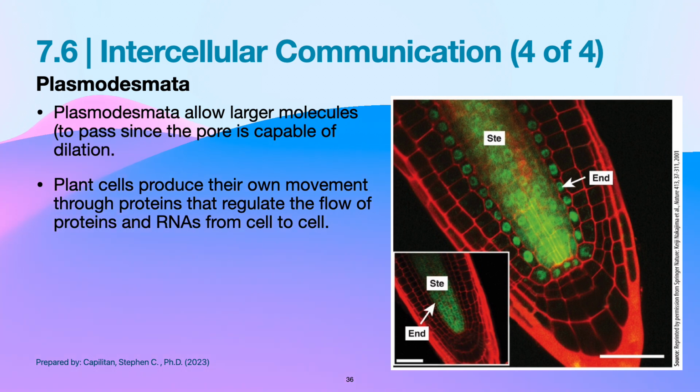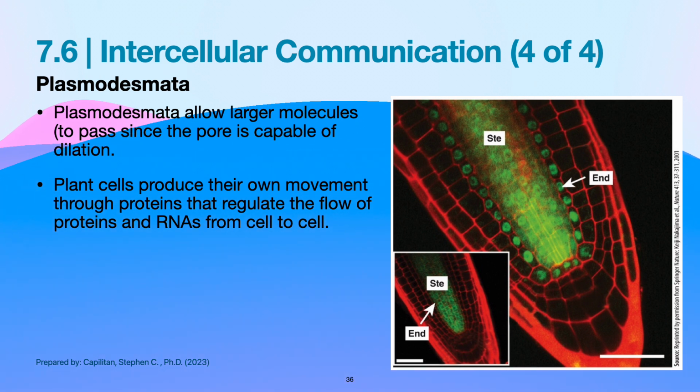Plant cells produce their own movement through proteins that regulate the flow of the proteins and RNAs from cell to cell. This is an example of the movement of proteins from one cell to another within a plant root. The smaller inset showing you here the localization of the fluorescently labeled messenger RNA molecules in green that encode a protein called SHR. The mRNA is localized within the cells of the stele, or the STE, which is thus the tissue in which this protein is being synthesized.